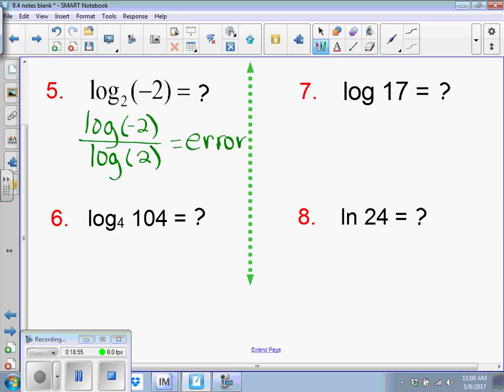So how do I write this in natural log form? Log of 104 divided by log of 4. So log of the number divided by the log of the base. That's the change of base formula. Now you can calculate that. Round it to 2 places after the decimal.